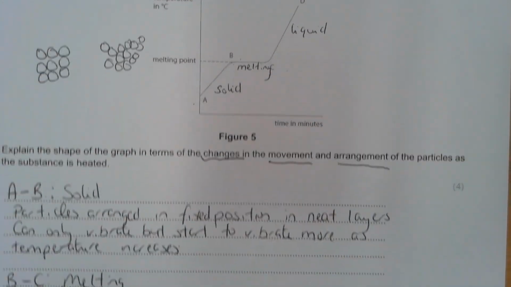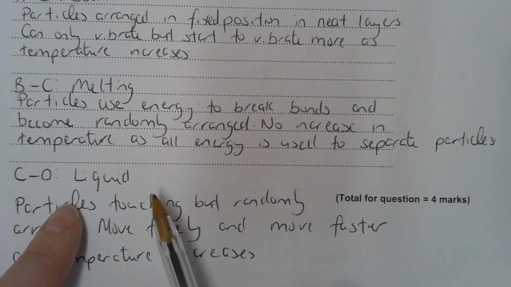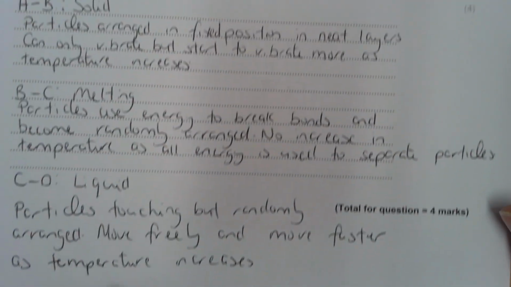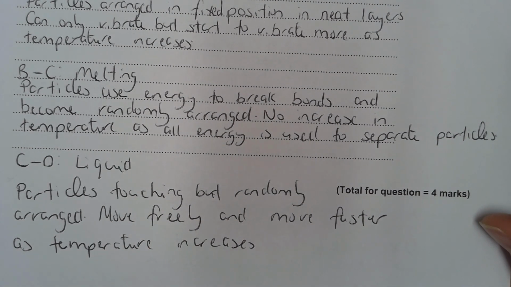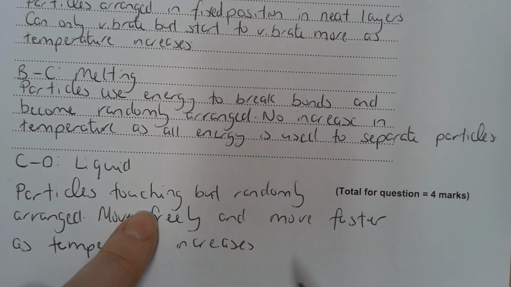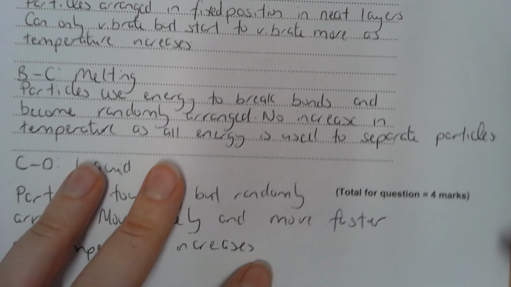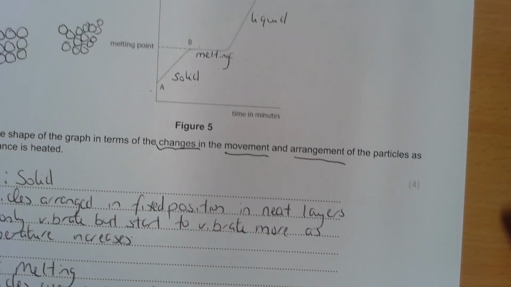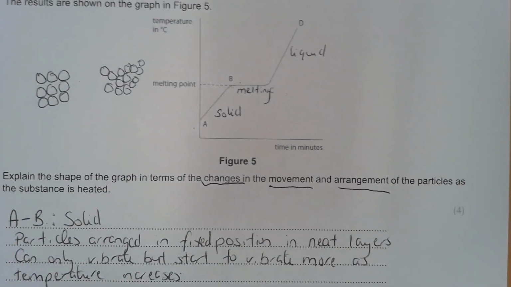And then between C and D, it's going to be a liquid. The particles are touching, they are still touching if you look at my diagram, but they are randomly arranged. They're no longer in those neat layers. They can move freely, and then again, as the temperature increases, they can move faster and faster. So again, I'm talking about the change. As the temperature is increasing, they're moving faster.